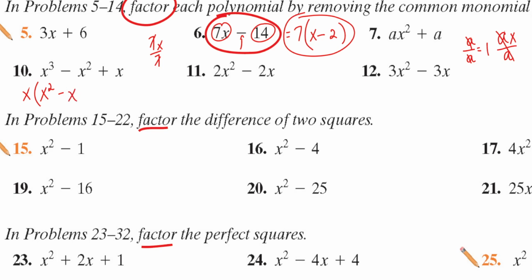I didn't write it down. If you want to, you can off to the side. But at this point, you should be understanding that x squared divided by x is x. Then you put a plus.